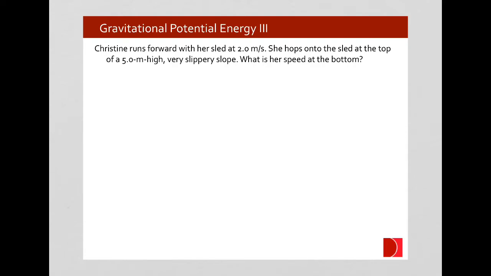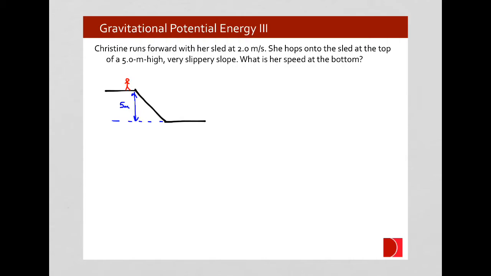So trying to visualize this problem, there's a top of a hill and then the bottom of the hill, and we're told that this hill is 5 meters high. She's running at the top, and she's got her sled with her. She's going to jump on the sled, ride it down, and then she'll be sliding along at the very bottom. So we're looking at her motion over the whole range of her motion.